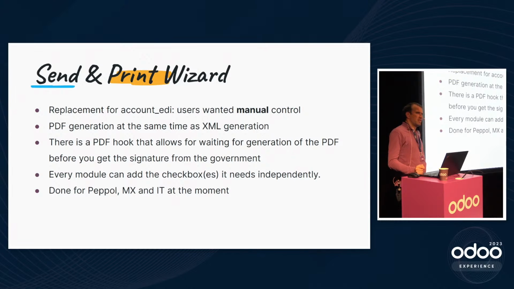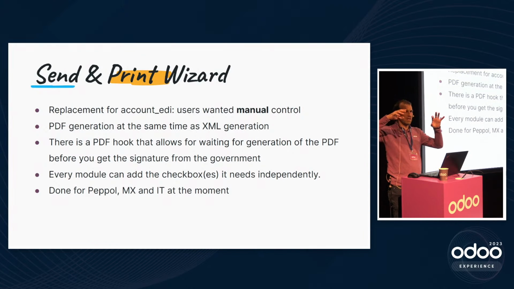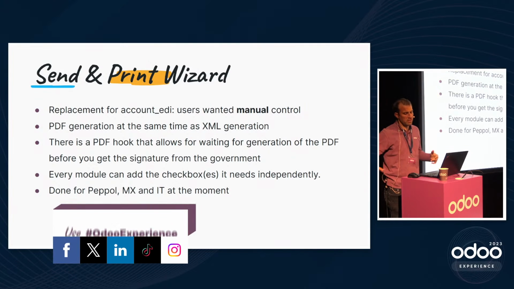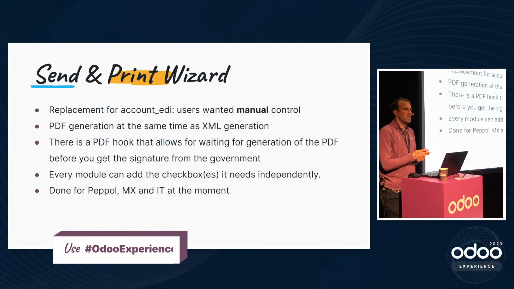The send and print wizard is for electronic invoicing, and here we are making a bit of a turn. We used to have a framework, account EDI, which is a bit rigid, so when you confirmed an invoice, it would send it right away. Well, we will still have the framework as well, but when you confirm an invoice, it would put a banner: we are going to send it, and it would do it asynchronously. I think sending asynchronously is still a good idea.